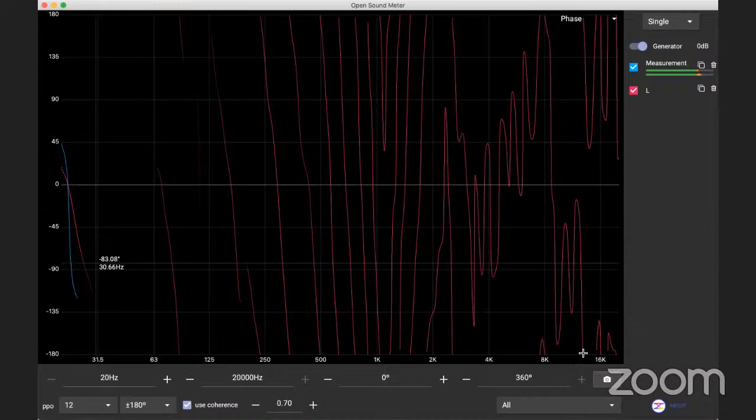You all can see my screen, right? Yes, sir. Now let me just run you through the software really quick. Okay. So let me stop this measurement and let me delete this measurement.